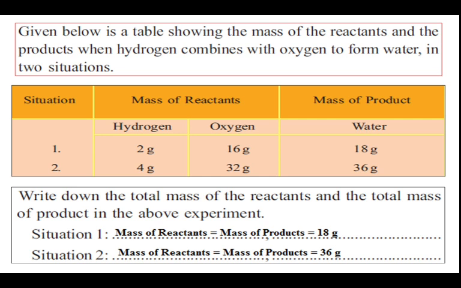Write down the total mass of reactants and the total mass of products in the above experiment. In situation 1, the mass of reactants is equal to the mass of products, that is 18 gram. And in situation 2, the mass of reactants is equal to the mass of products, that is 36 gram.